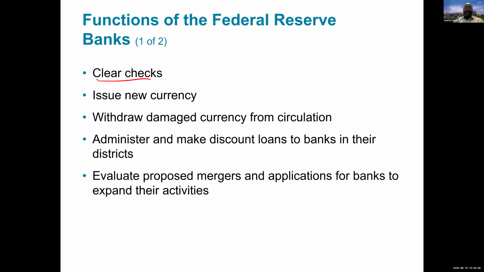So all checks written in the United States go through the Federal Reserve System for clearance, but it depends. If you live in San Francisco and you went shopping and wrote a check, that check is going to go through the Federal Reserve Bank of San Francisco for clearance. If you live in the Boston area and you wrote a check, it's going to go through the Boston Fed. If you live in Atlanta, Georgia, or places like Louisville, that check is going to go through the Federal Reserve Bank of Atlanta, and so on and so forth. So they clear checks. The second function is that the Federal Reserve banks also issue new currencies.